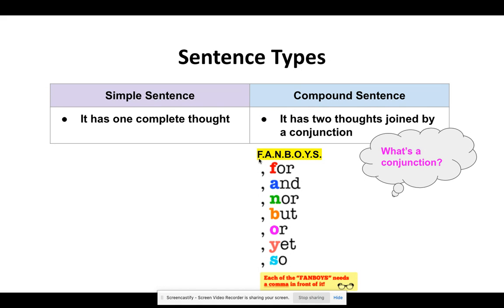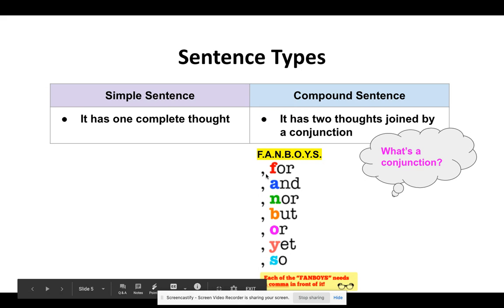Well, here's how I remember the conjunctions. I remember the acronym FANBOYS because the conjunctions in the English language are for, and, nor, but, or, yet, and so. I just remember FANBOYS because that's the first letter of each of the conjunctions, and that helps me remember what they are.